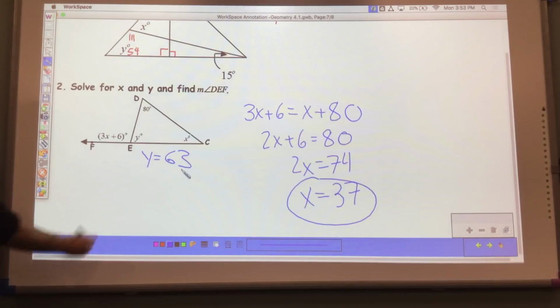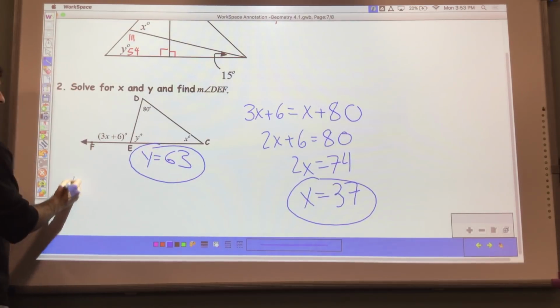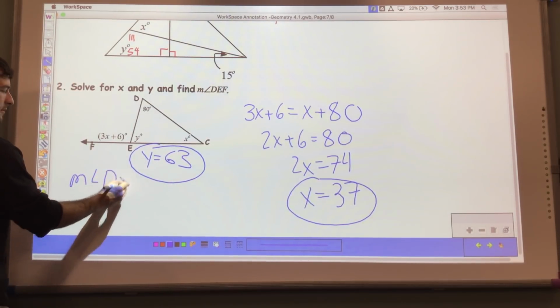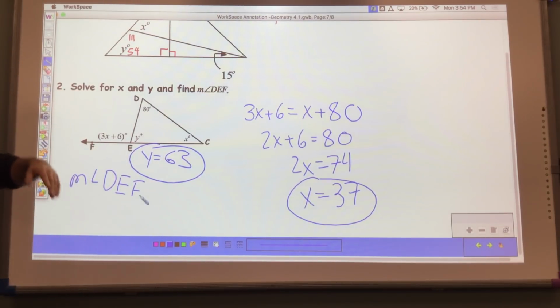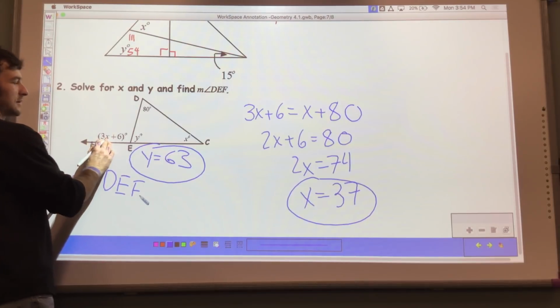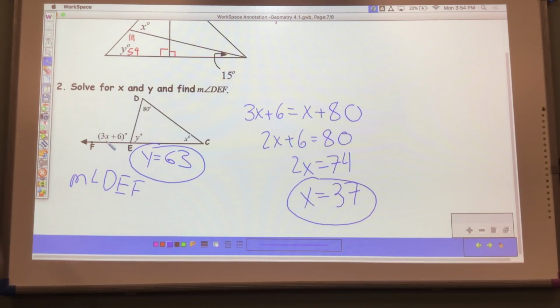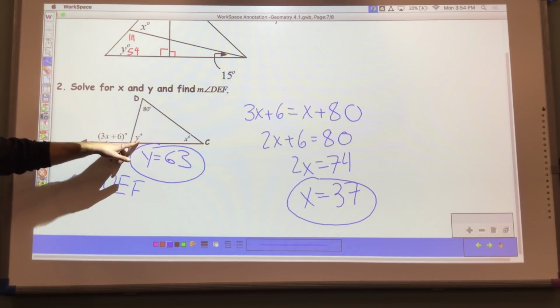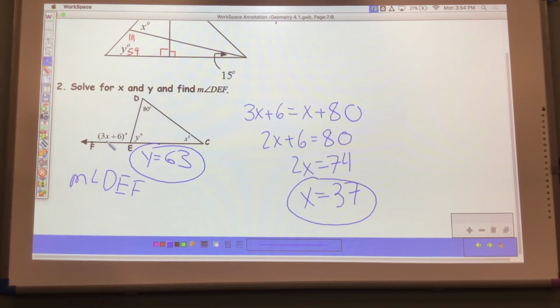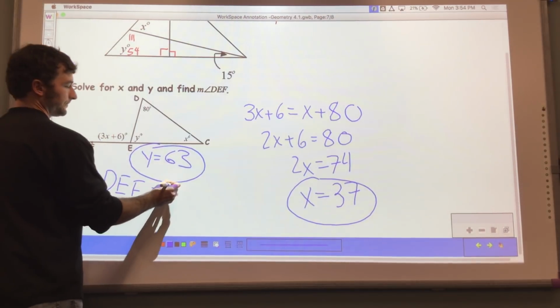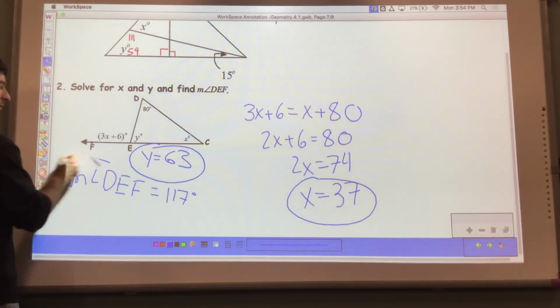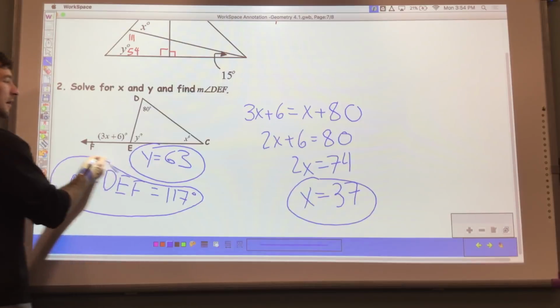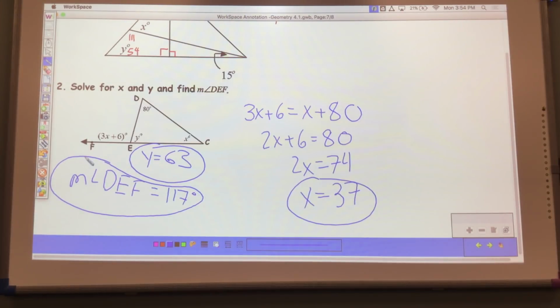And then if we want to find the measure of angle DEF, well, we simply plug in 37, so 3 times 37. Oh wait, you know what would be much easier? This is 63, subtract that from 180, and we're going to get 117. So no need to actually substitute in there, although you could, and you should still get the same answer.